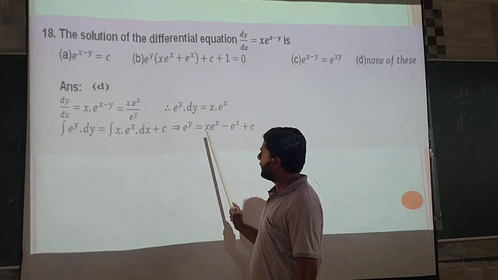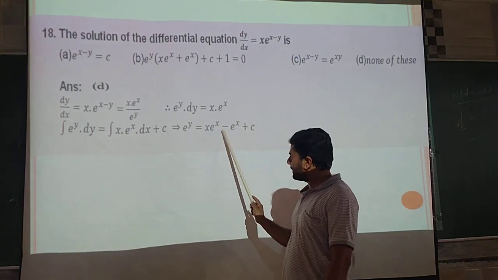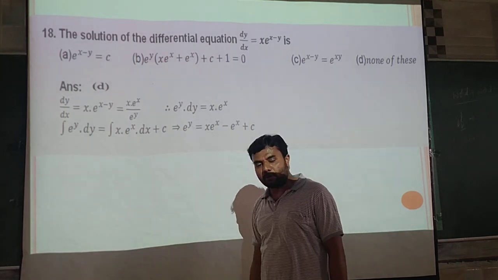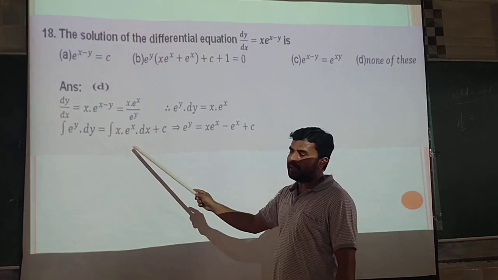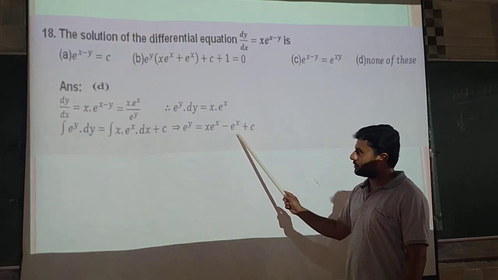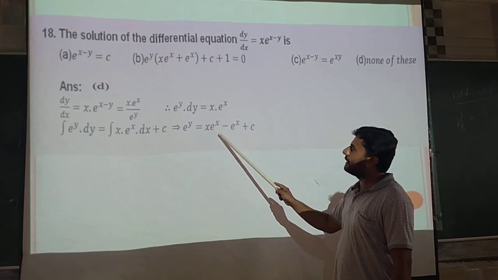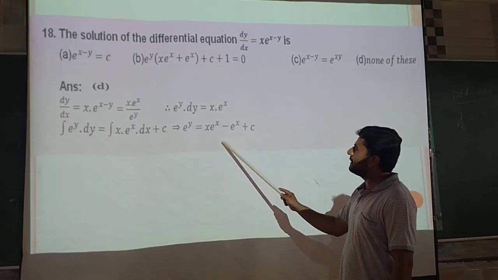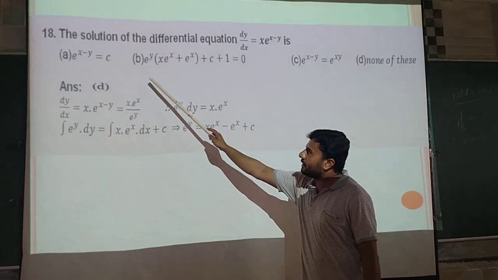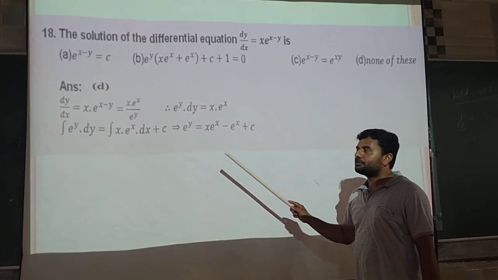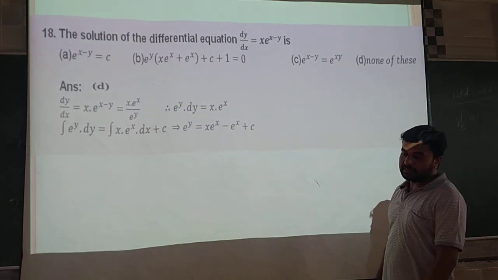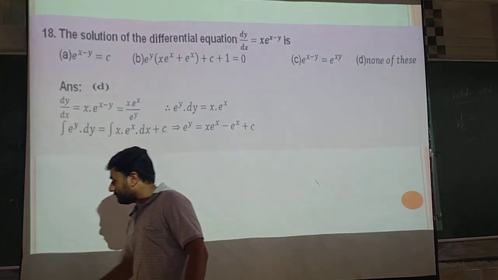First function x, then the integral of e power x, minus the integral of the derivative of x, which is one, times the integral of e power x, that is also e power x. So e power y is equal to x into e power x minus e power x plus c. Here the options are different from the answer, so option D is the correct answer, that is none of these. Next one.